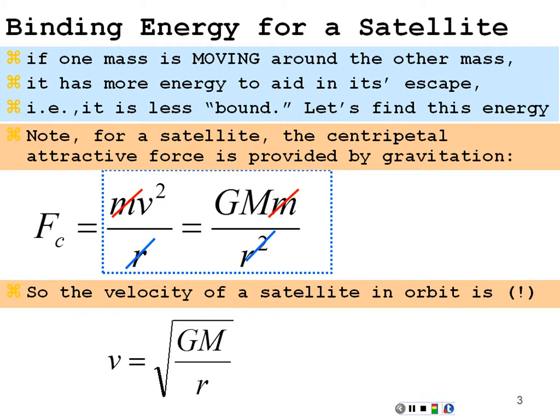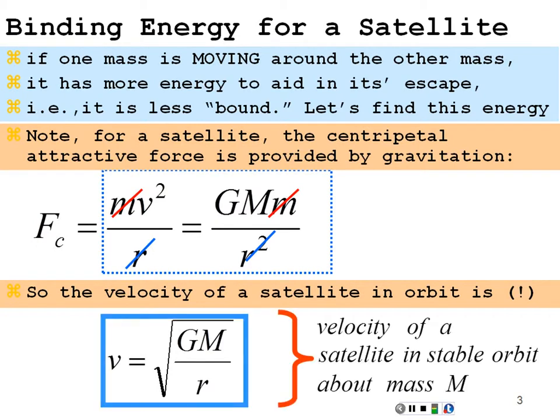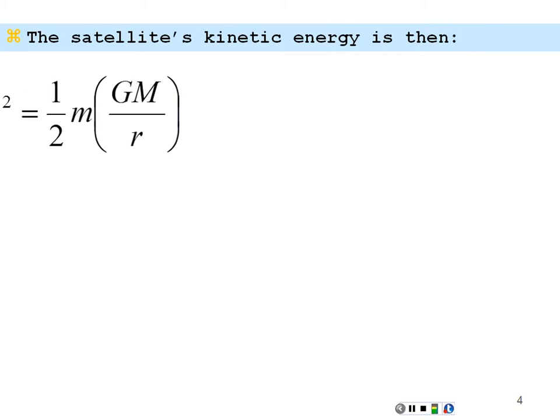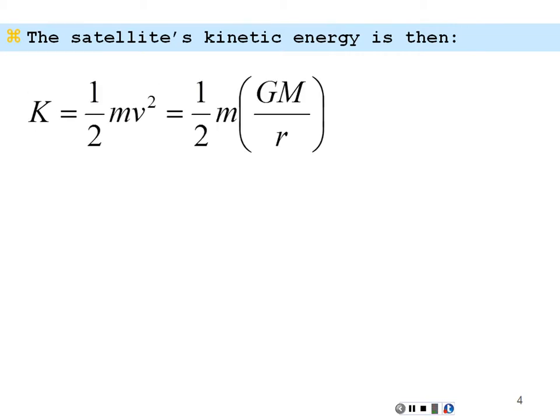Then take the square root of both sides, and we have that the velocity of a satellite in stable orbit is equal to the square root of our famous G constant, 6.67 times 10 to the minus 11, times the mass of the planet, or central body in this case, over the radius of the orbit. That is indeed the velocity of a satellite in stable orbit around mass M. Let's use this to calculate the satellite's kinetic energy. 1/2 mass times velocity squared gives us 1/2 mass times GM over r for the squared velocity. So that is G, big M, little m over 2r.